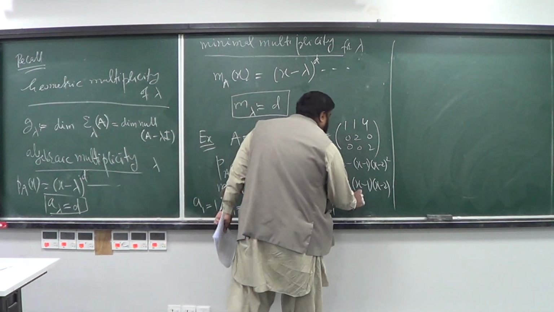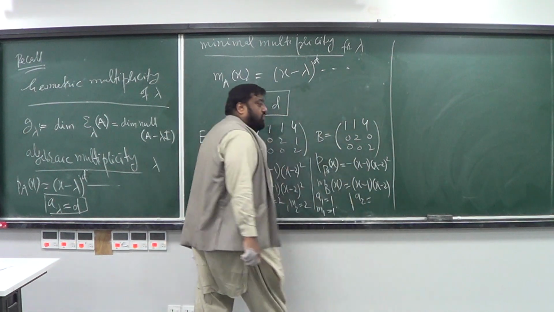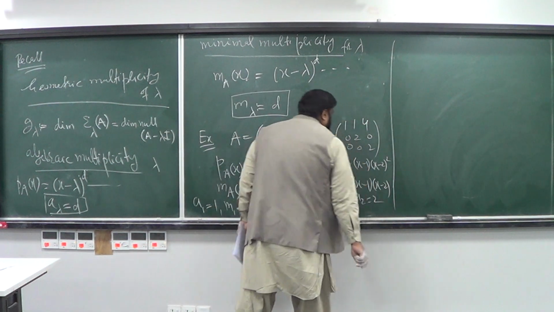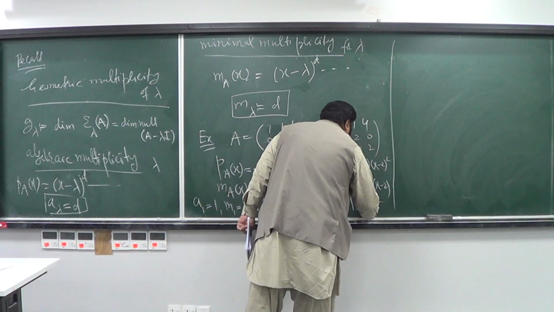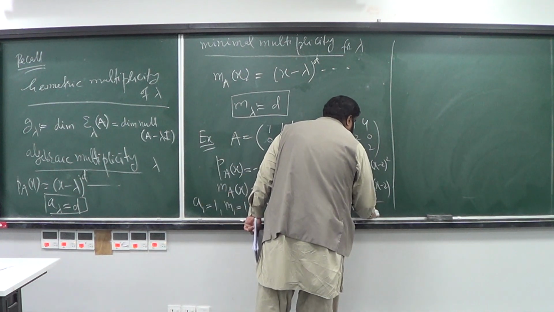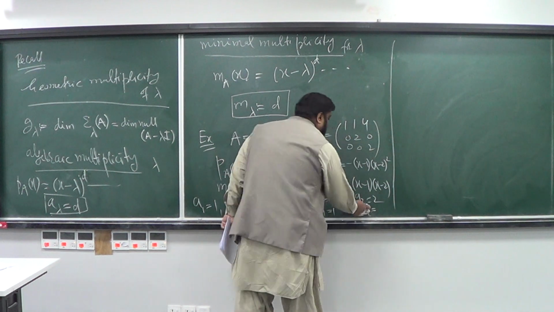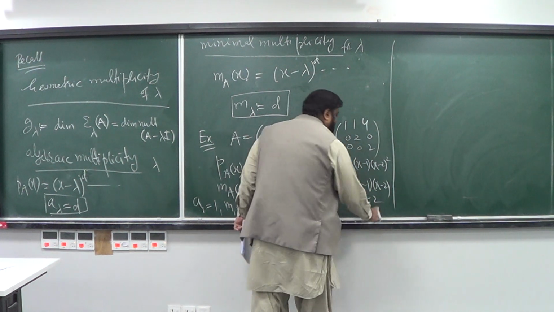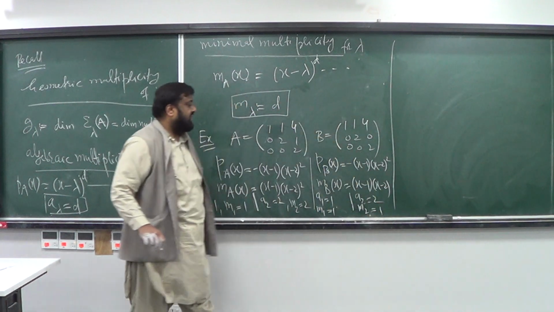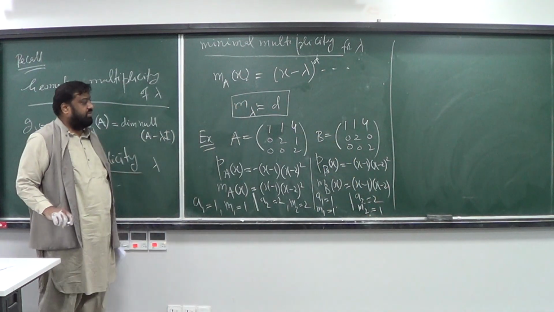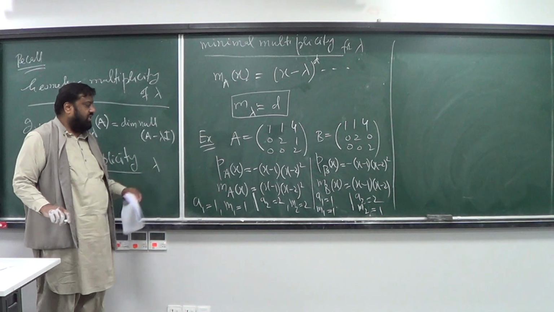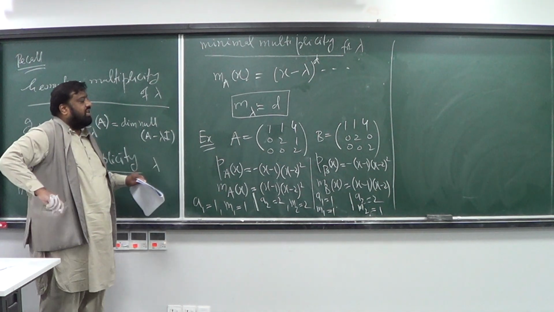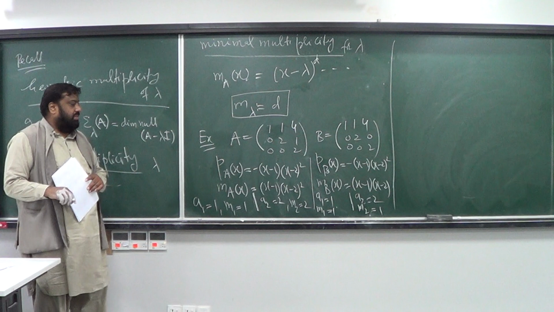How about the algebraic multiplicity of eigenvalue 2? It's 2. And what is the minimal multiplicity of eigenvalue 2? Okay, the minimal multiplicity of eigenvalue 2 is equal to 1 actually. It's equal to 1. Okay? So that's how you calculate the minimal multiplicity and algebraic multiplicity.